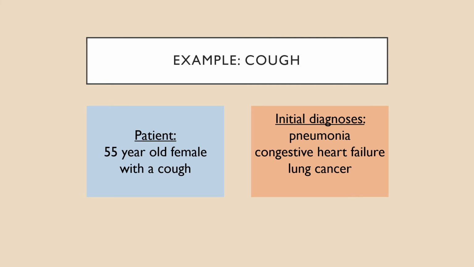Let's have a concrete example. The theoretical framework is all fine and good, but to really see how this works, you need to have a fleshed out example. For this example, let's take a hypothetical 55-year-old female who presents with a cough. For a cough, we can make a list of 3 initial diagnoses: pneumonia, congestive heart failure, and lung cancer.